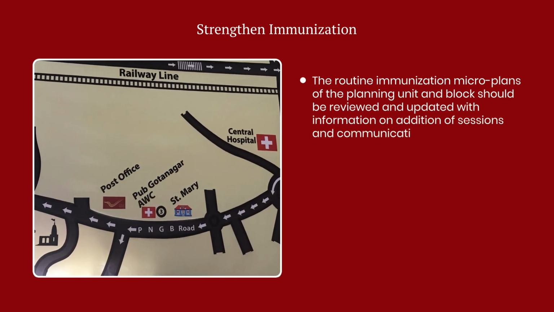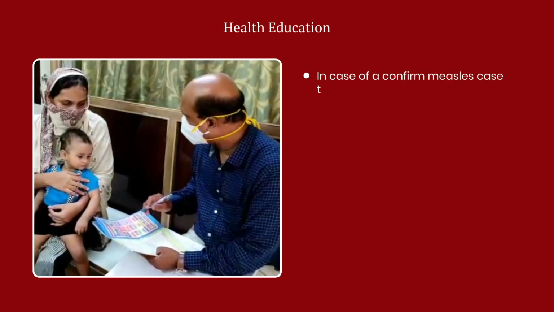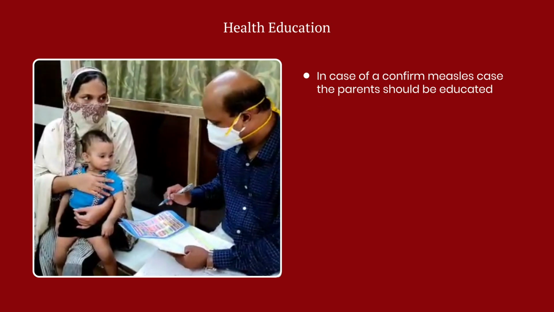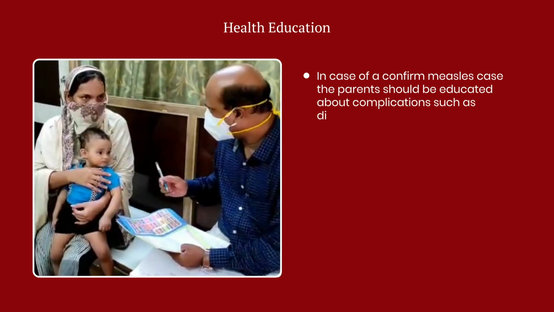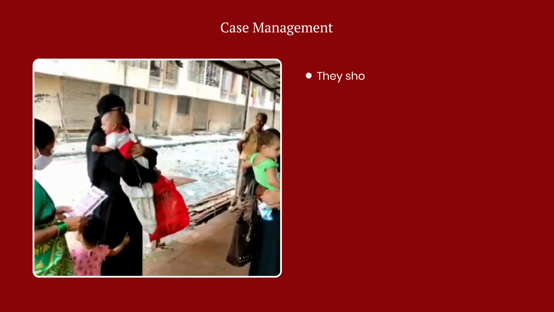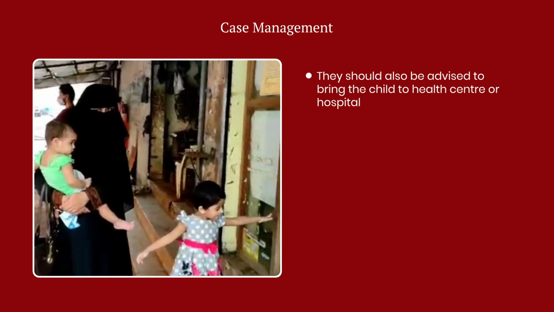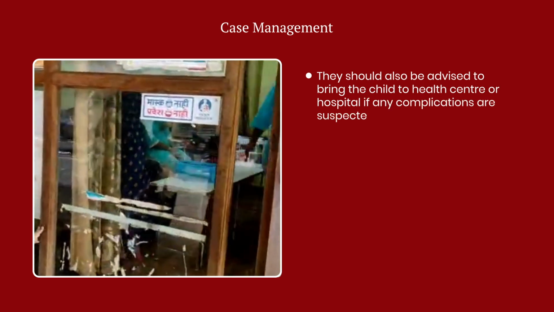In case of a confirmed measles case, the parents should be educated about complications such as diarrhea, pneumonia, ear and eye infections. They should also be advised to bring the child to a health center or hospital if any complications are suspected.